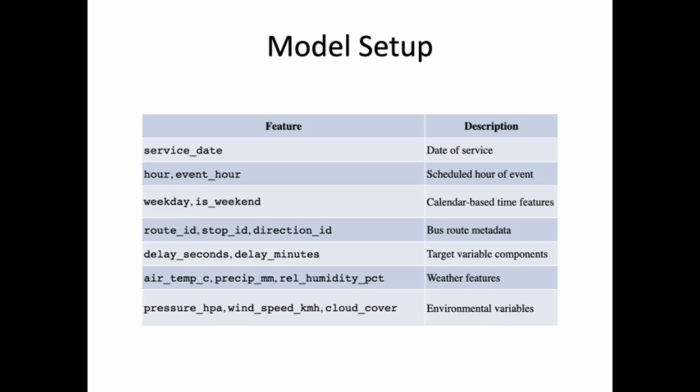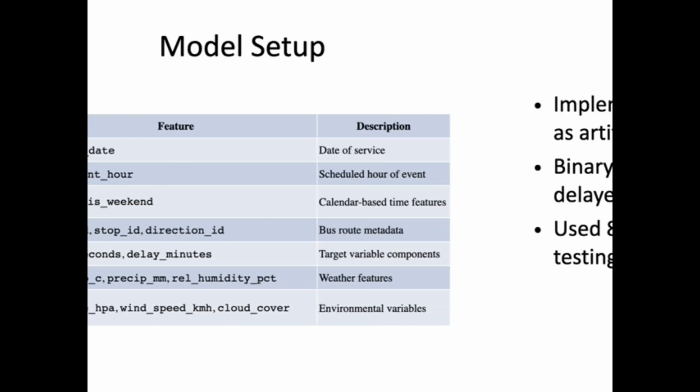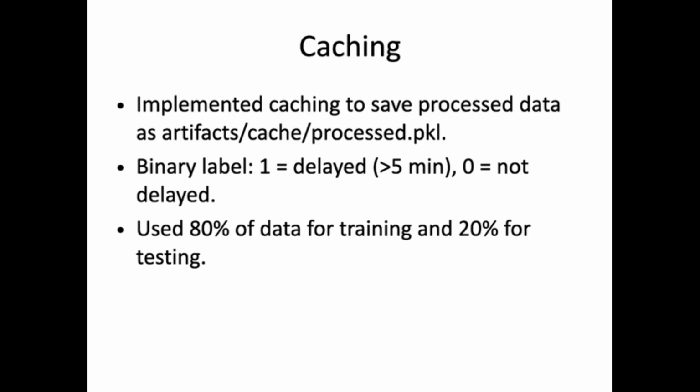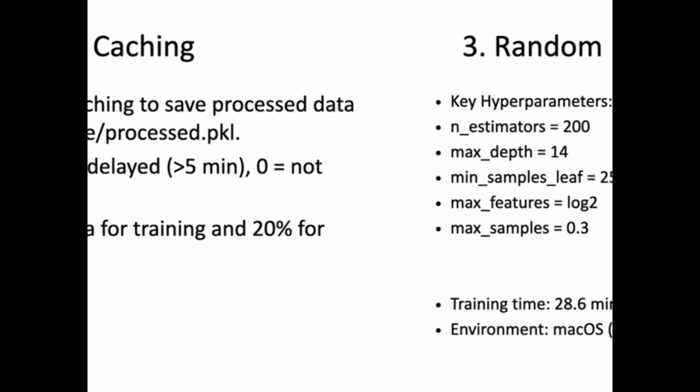To keep iteration fast, I added a caching step. After the first full processing, we reload a processed dataset from the artifacts cache, so retraining doesn't redo heavy data prep. The label is binary, 1 if the delay exceeds 5 minutes, 0 otherwise, using 80% of data for training and 20% for testing. I chose random forest to capture nonlinear relationships and interactions without heavy feature engineering.